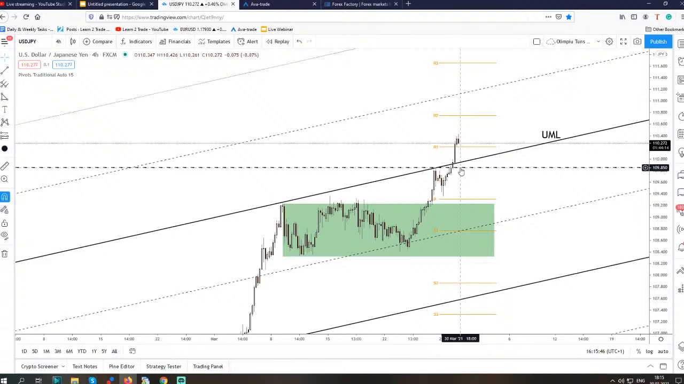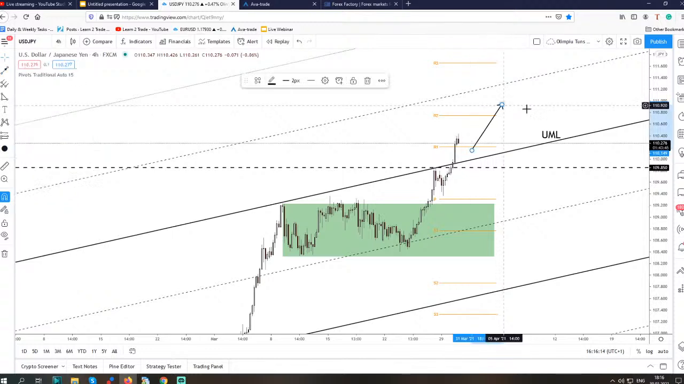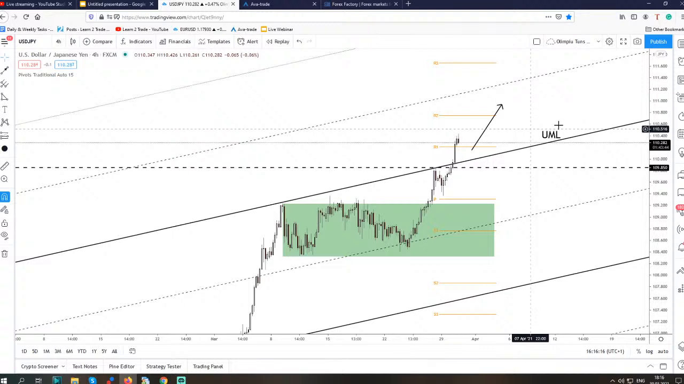It has registered an aggressive breakout. Now it is traded above R1, 110.21. So as long as the price stays above R1, above this upper medium line, above this former resistance, static resistance, the pair could continue to increase, and it could approach R2, 110.55.